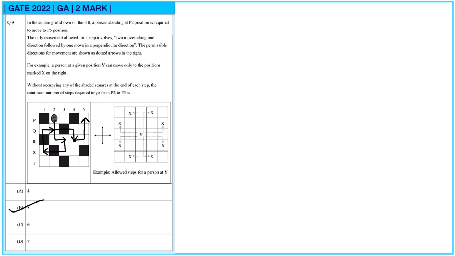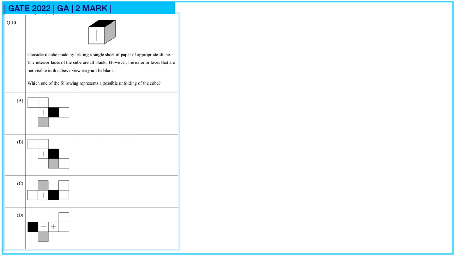Next, question number 10. Consider a cube made by folding a single sheet of paper of appropriate shape. The interior faces of the cube are all blank. However, the exterior faces that are not visible in the above view may not be blank. Which one of the following represents a possible unfolding of the cube? So here, if this is vertical, then this part will be completely black and this part is gray. This is the combination. So here a vertical line and then in front of it a black shaded region.